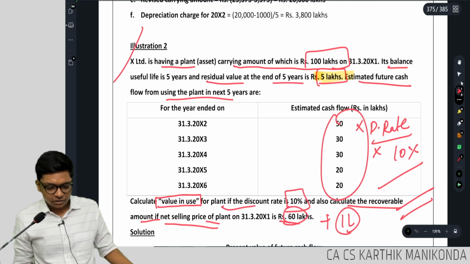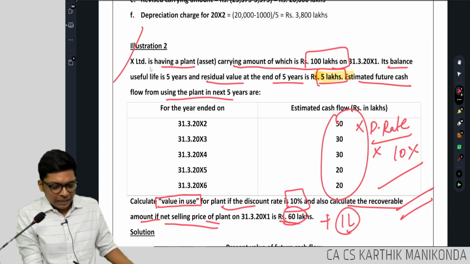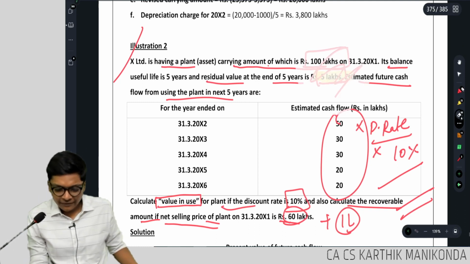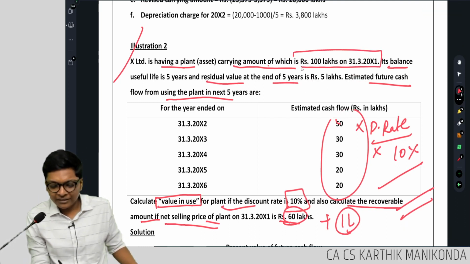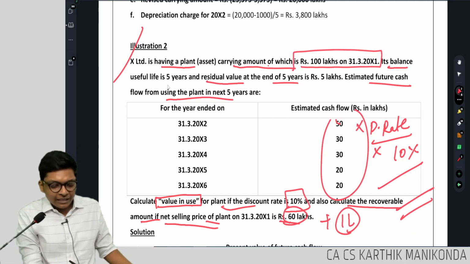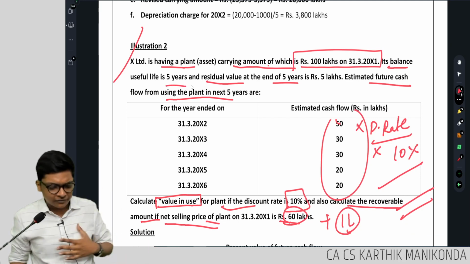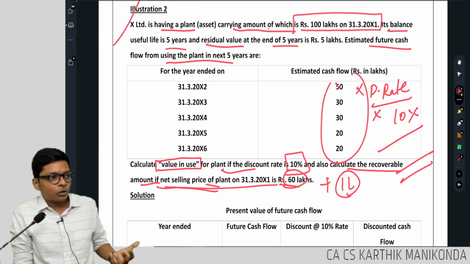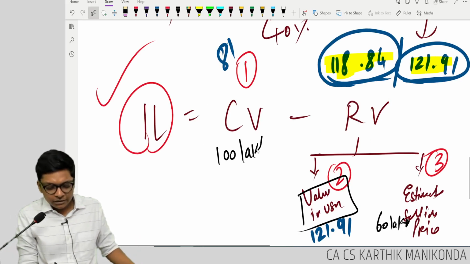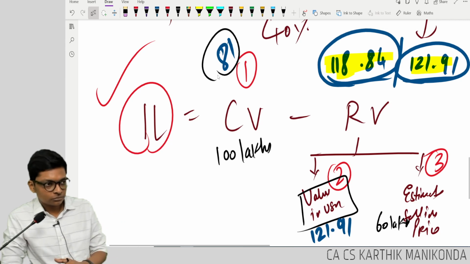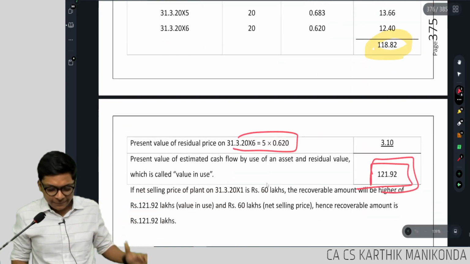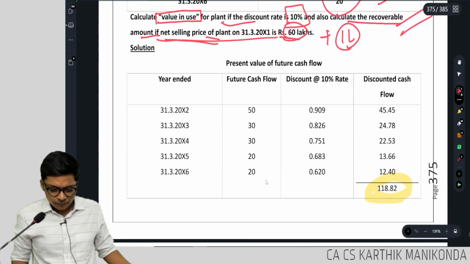Which year is the asset purchased? Having a plant carrying amount of 100 lakhs. Okay, he has given carrying amount of 100 lakhs on 31st March 2021. Its balance useful life is 5 years, residual value 5, all of that is fine. Okay, that means they have given the carrying value, nothing to compute. How much, guys? 100 lakhs. Who computed 81? How? They gave the answer. You don't change it. I don't know if it's correct. Let me go and check, guys, once for my satisfaction. Is it 100, guys?